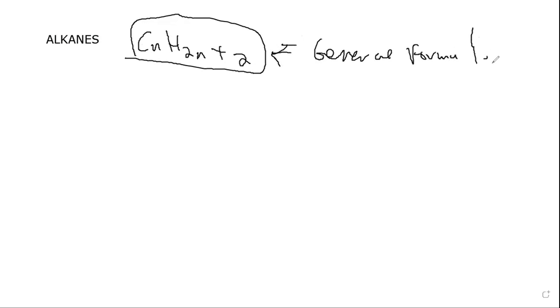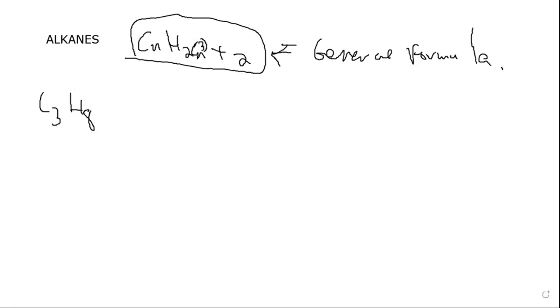For alkanes, n means the number of carbons. So if you have C3, you take that 3, see where n is, substitute it right there, put 3 there, and you multiply it. The parenthesis means multiply. 3 times 2 is 6, plus 2 is 8, so H8.